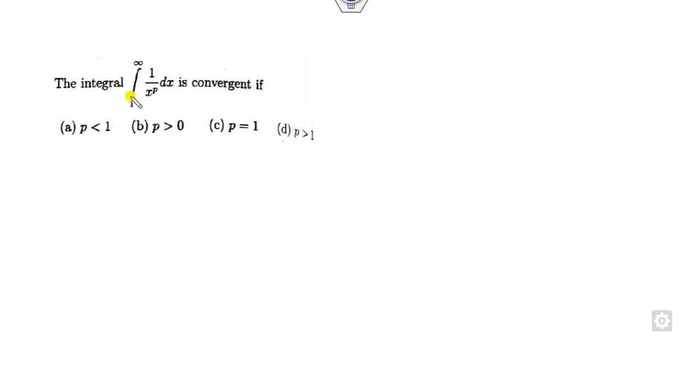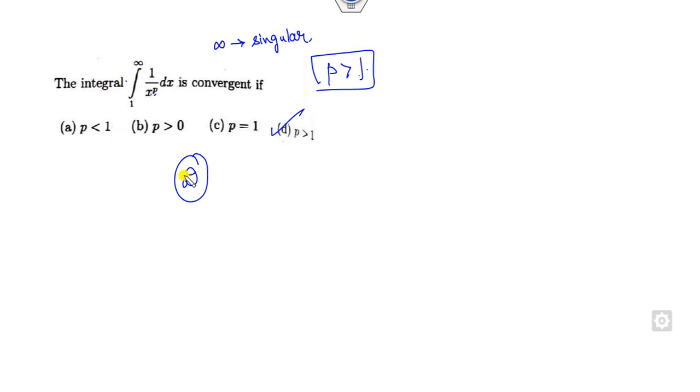Okay, look at this one. So limits are, since infinity is my singular point, this value will be convergent when it is towards the infinity. So D is the right answer of this problem.